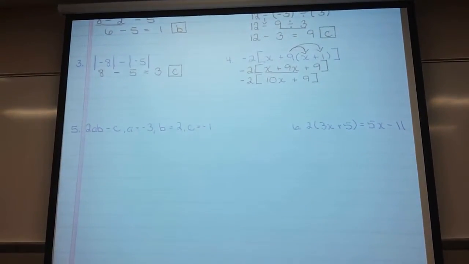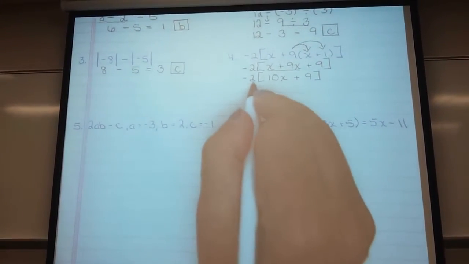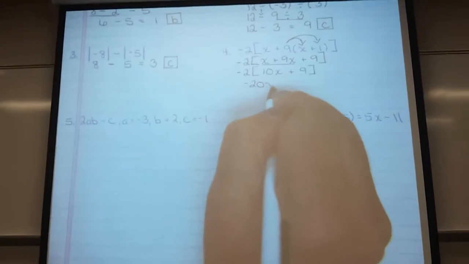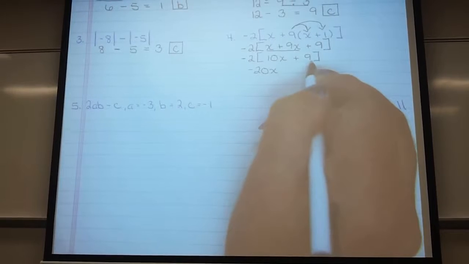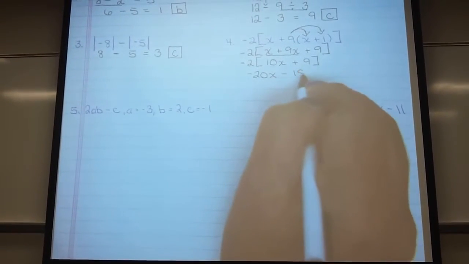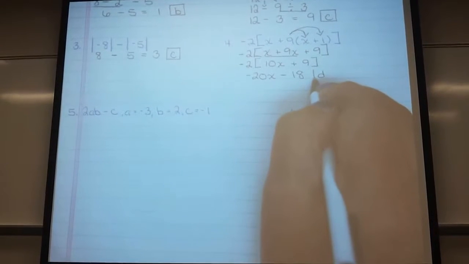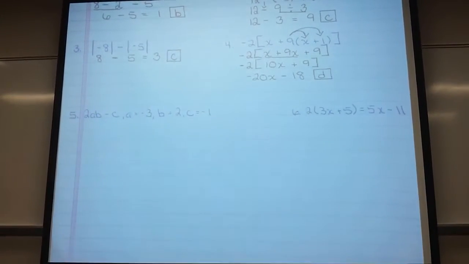And then the last step would be to distribute. So I've got -2 times 10 is -20x. And -2 times 9 is -18. And that was what we did, just step by step.